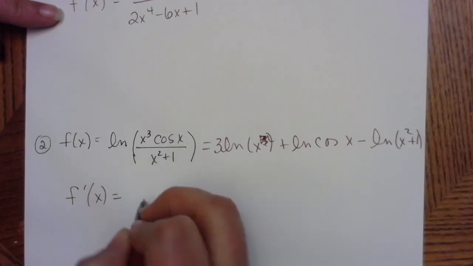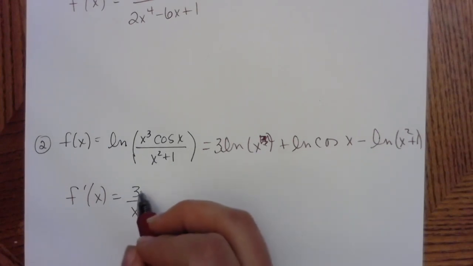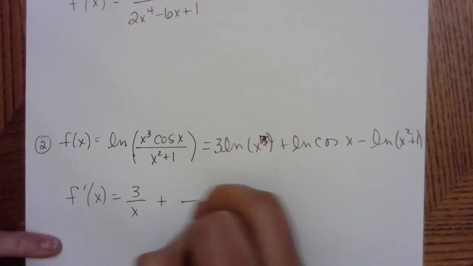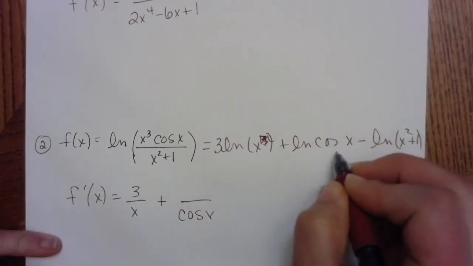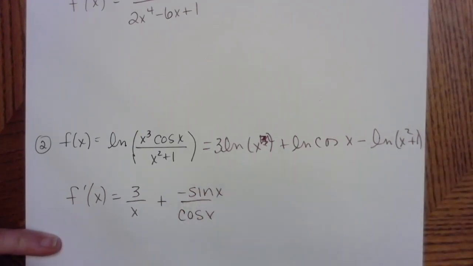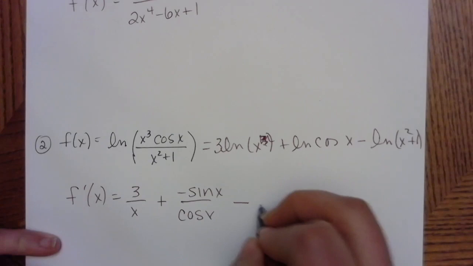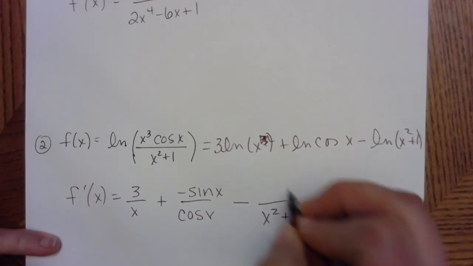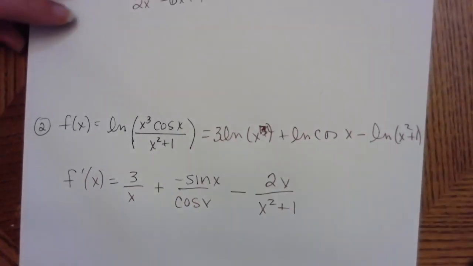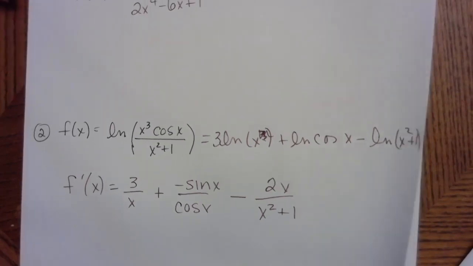So its derivative is just 3 over x, right? The derivative of natural log of x is 1 over x. The 3 was sitting out front, so it just gets multiplied. Then I have plus, and I'm going to have cosine in the bottom, because it's 1 over this thing. The derivative of cosine is negative sine, so I'm going to put that on top. And then I have minus 1 over this thing, so x squared plus 1 will be in my denominator, and I put the derivative on top, which is 2x. And there is my derivative. So you do not have to combine them into a single denominator. Just leave it like this. It's perfectly fine.